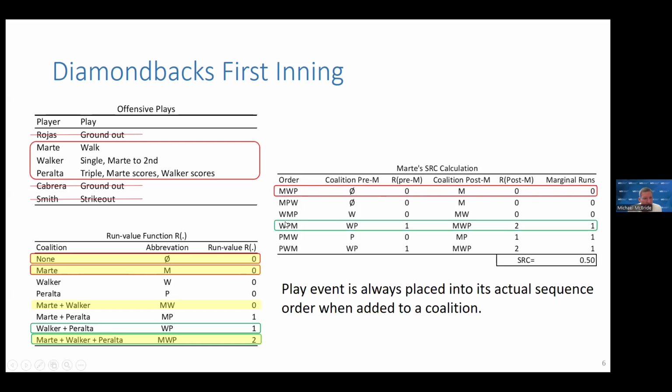When we add him in this order, he's added third. Before he's added, WP are already in here. The WP coalition has value 1. When he's added, the value is 2. There's a marginal increase of 1 run. So if we take all the orders, get all the marginal runs, and take the average, that's the Shapley value. And so this is where the Shapley value of 0.5 comes from for Marte for that inning.